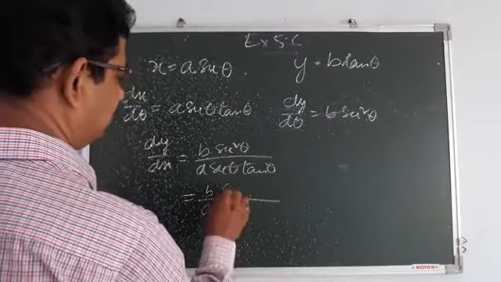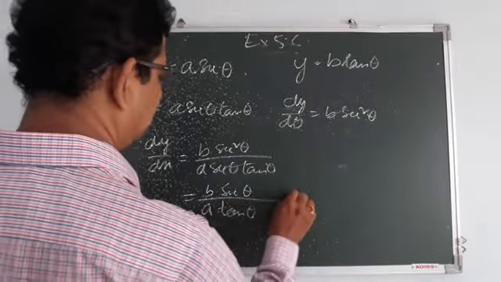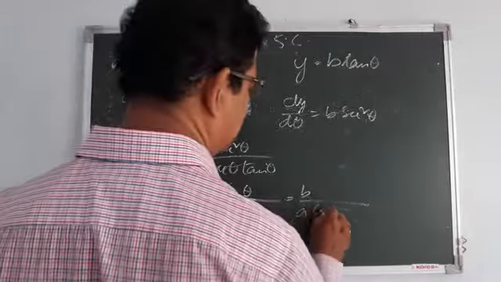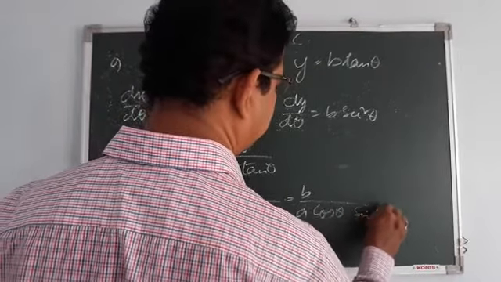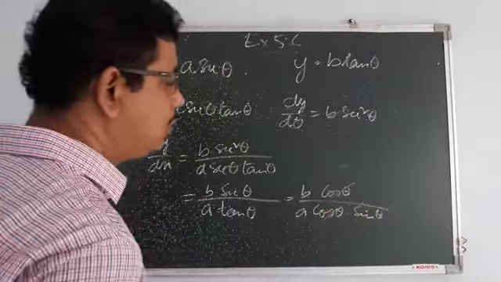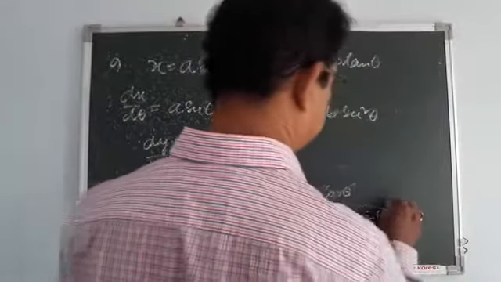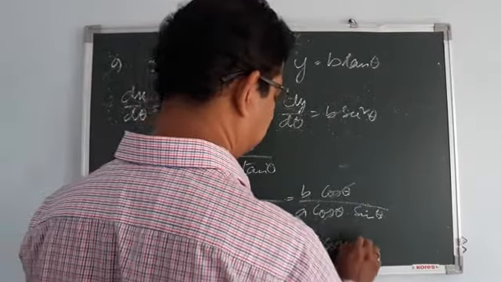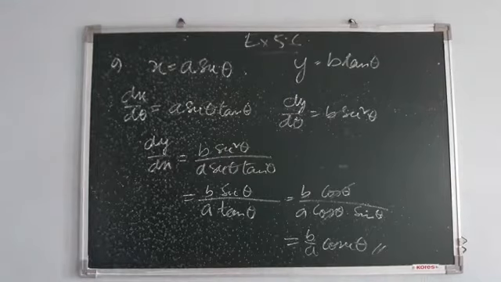Numerator sec theta, denominator tan theta. We can do a little more simplification. Sec theta is 1 by cos theta. Tan theta is sin theta by cos theta. So what are we left with? b by a cosec theta. So this is our answer of question number 9.